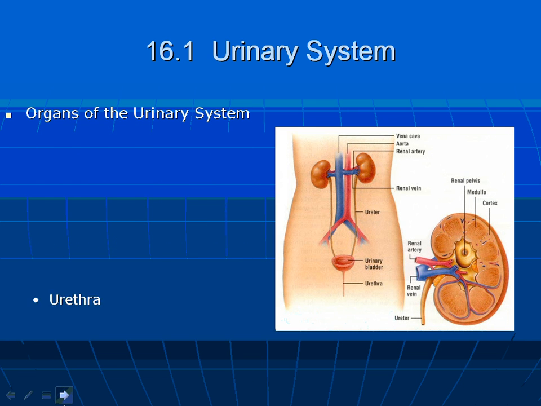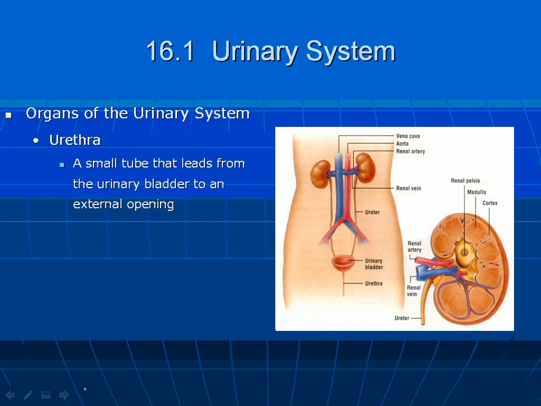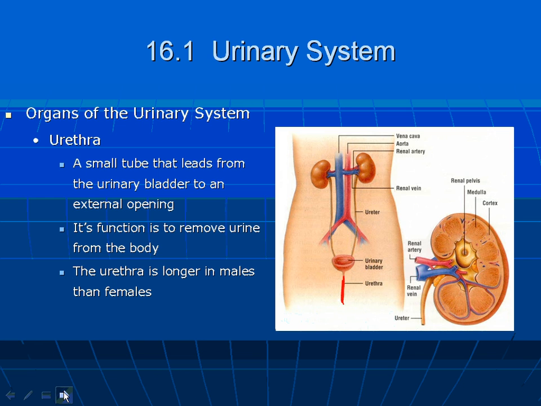So speaking of the urethra, all it is is the tube that's going to take the urine to the external opening, right here. We know that in males it is longer than in females, and in males it also carries the semen, and the semen, with the sodium bicarbonate, is able to neutralize some of the acidic urine.